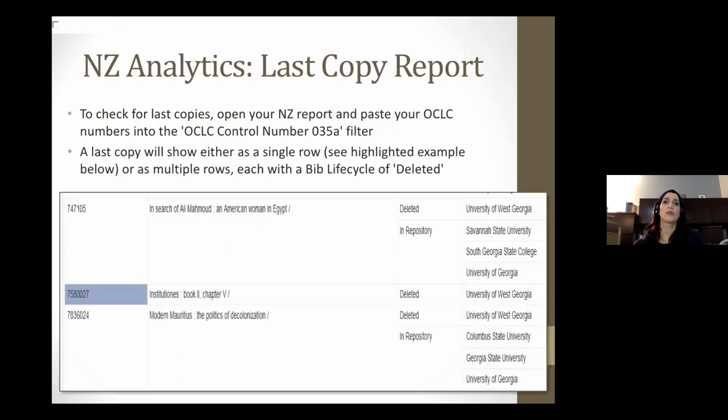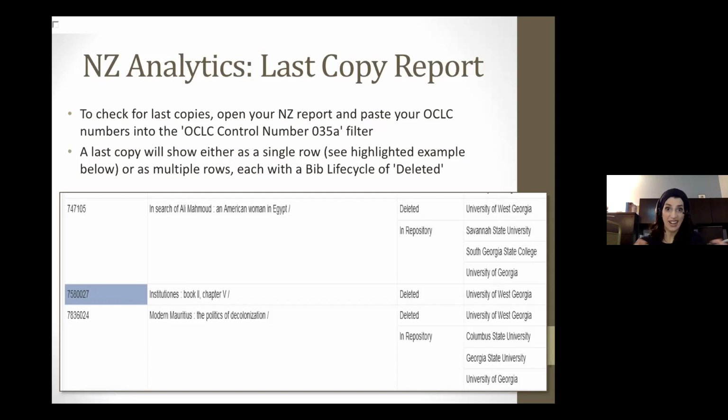So here's how the network zone analytics last copy report looks when you run it. So in this case, this left column here, these are the OCLC numbers that we provided in the OCLC number field filter for the network zone report. It pulled up, of course, all the titles, and it pulled up the life cycle status of these bibs and the associated GIL institutions. So in this case, I've highlighted this middle example here. This is an example of an item that would be a last copy. So you can see that obviously it's been deleted by West Georgia, but no other institutions have it in repository.